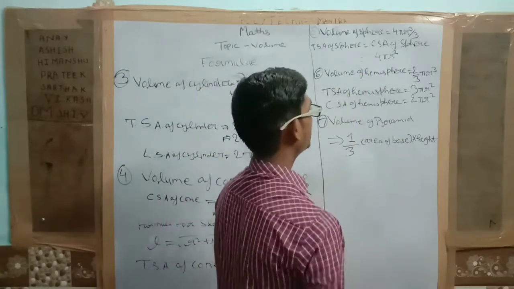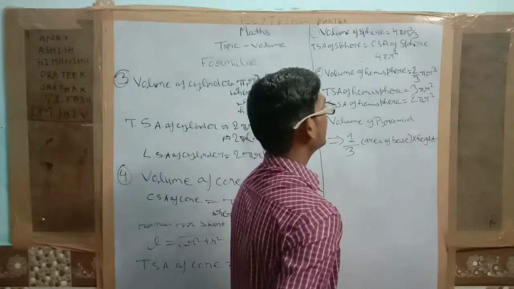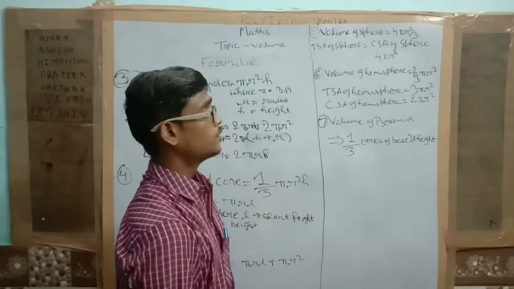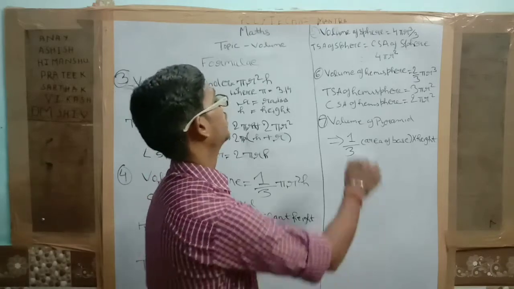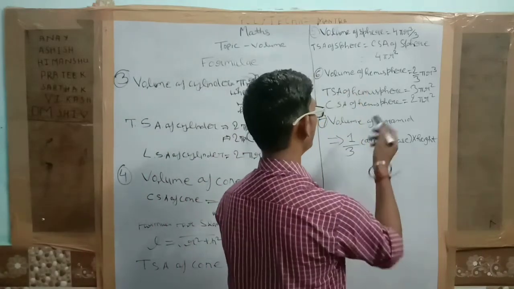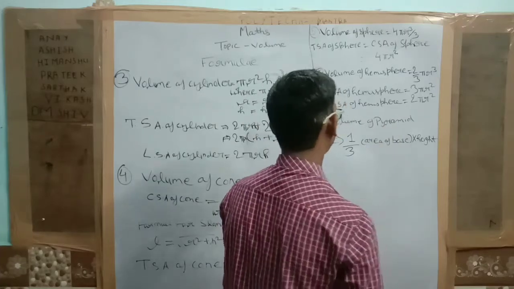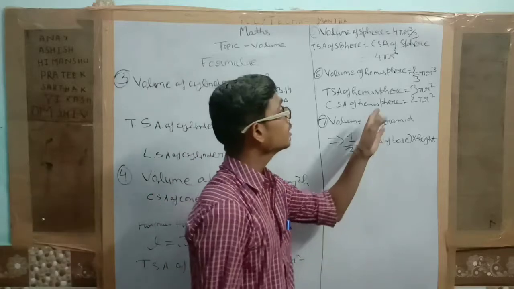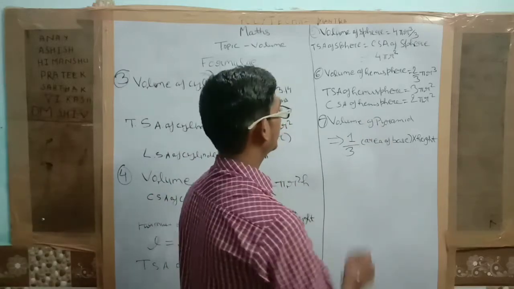Next, volume of hemisphere is 2 by 3 pi r cube. We use this formula to find volume of hemisphere. For finding TSA of hemisphere, 3 pi r square. For finding CSA of hemisphere, 2 pi r square.